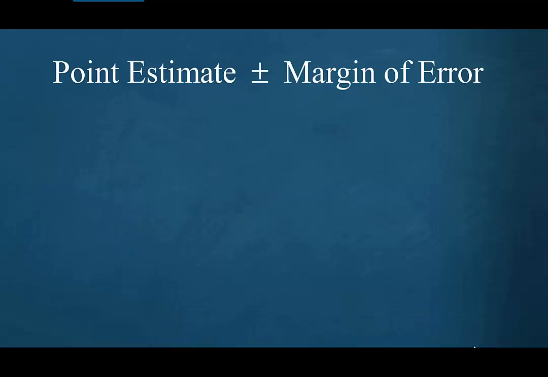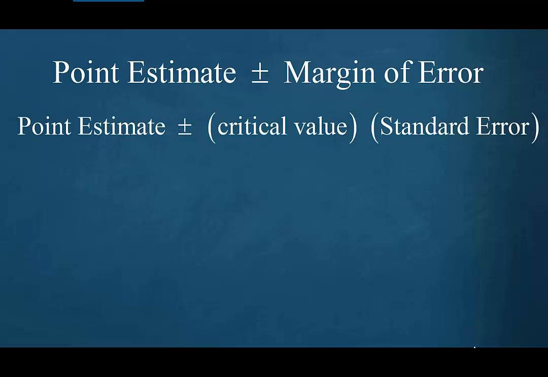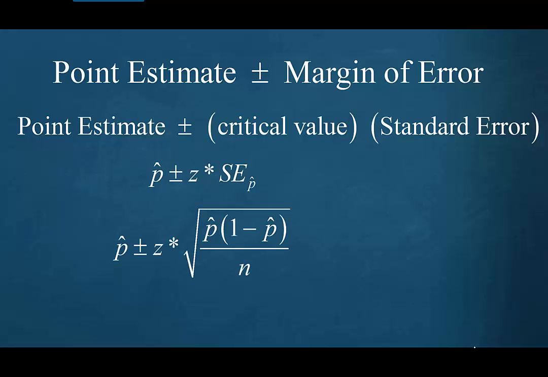So let's start with the general notion we did in the earlier lesson: point estimate plus or minus margin of error. As you recall, the margin of error is made up of two parts, the critical value and the standard error. With the one sample proportion, we have p hat plus or minus the critical value times the standard error. So p hat plus or minus the critical value times the square root of p hat times 1 minus p hat all over n. This should look familiar. If not, please go back and look at that lesson on one sample proportion intervals.